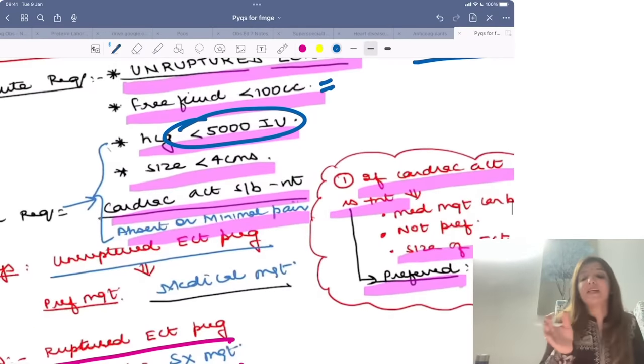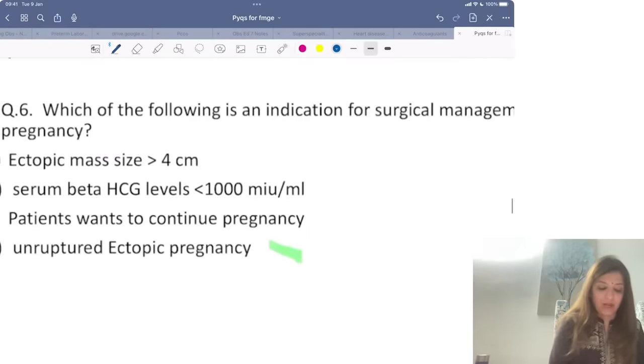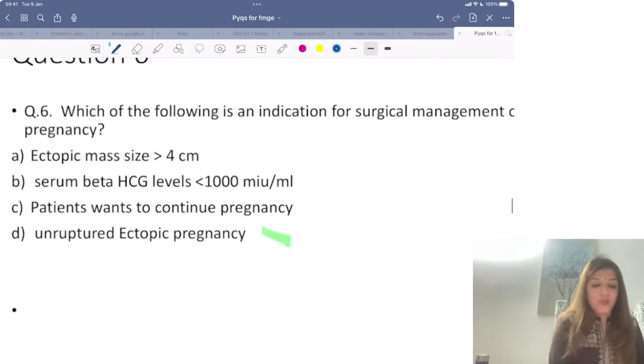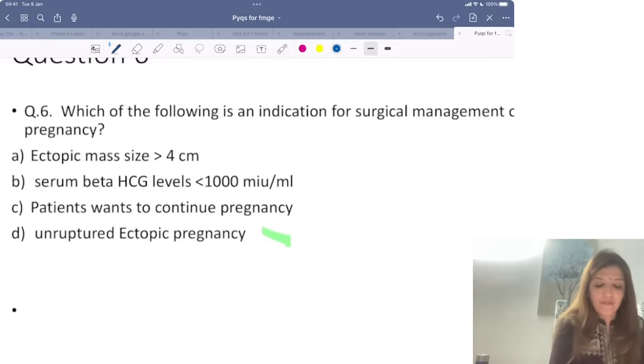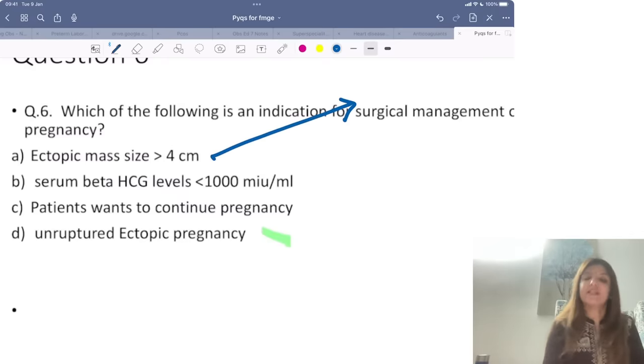What you are saying, beta HCG less than 1000, that's not right. Beta HCG less than 5000. Now, which of the following is an indication for surgical management? Size of the ectopic more than 4 centimeters. So if the size of the ectopic is more than 4 centimeters, I prefer surgical management. Less than 4 centimeters hota hai, then I go for medical management.